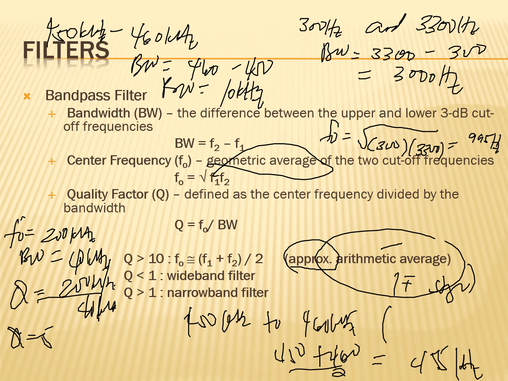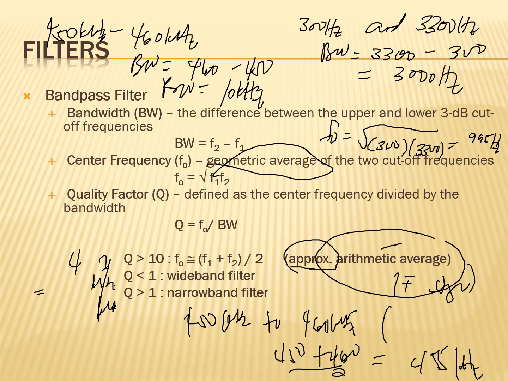Okay, so we have here a value for Q, when your Q is less than 1 or when your Q is greater than 1. So when your Q is less than 1, it is a wideband filter, and when your Q is greater than 1, it is a narrowband filter. So it has something to do with the design of your filter.